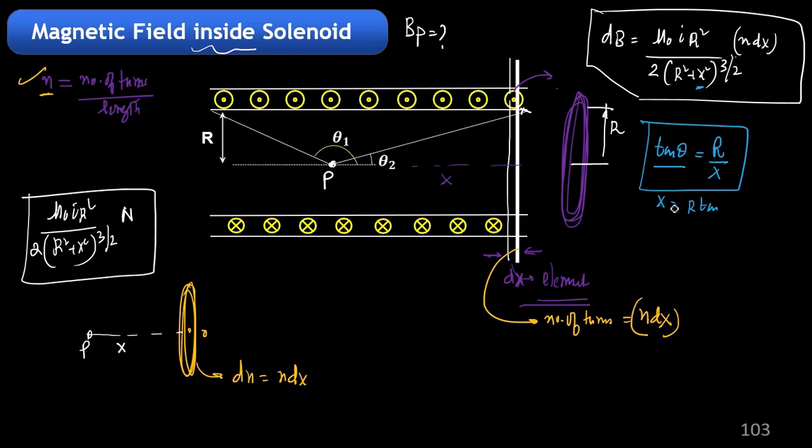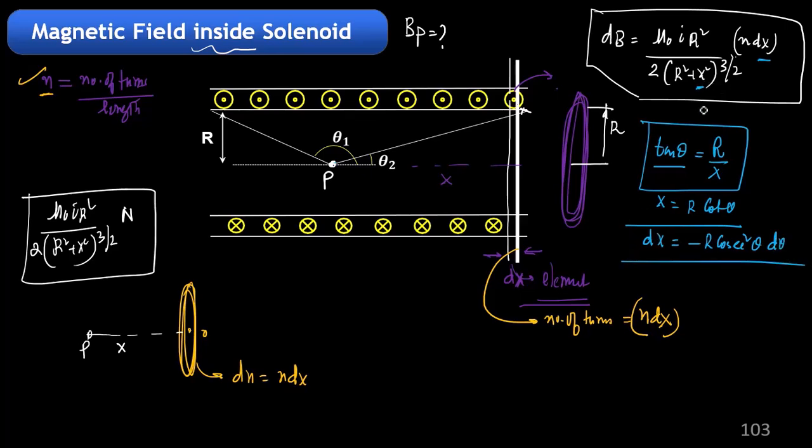So can I say x equals capital R cot theta? No, capital R cot theta. x equals capital R cot theta. Now I have to calculate dx, because in the numerator dx is there. So dx equals how much? dx equals minus R cosec square theta d theta. So this is the dx.